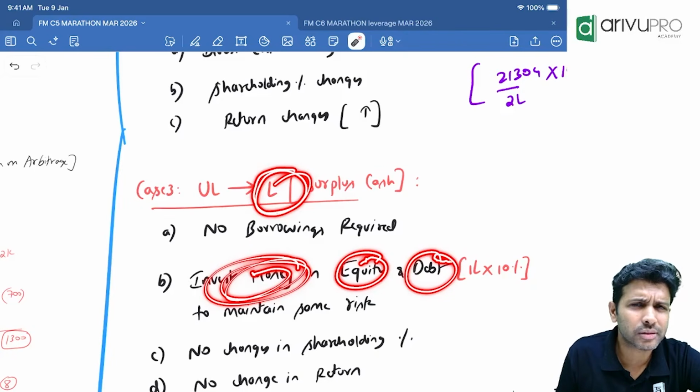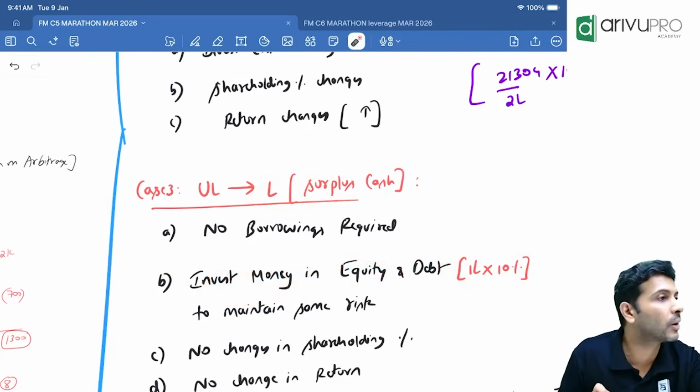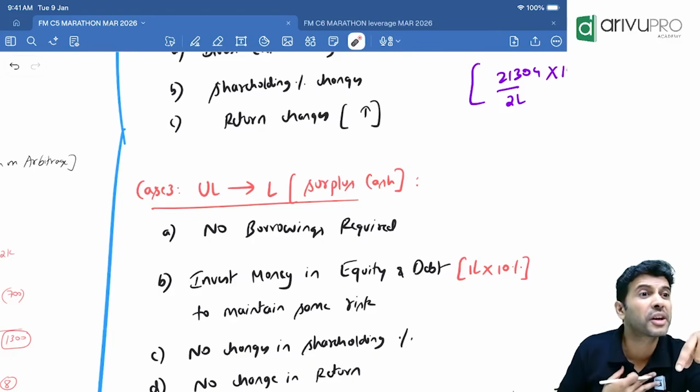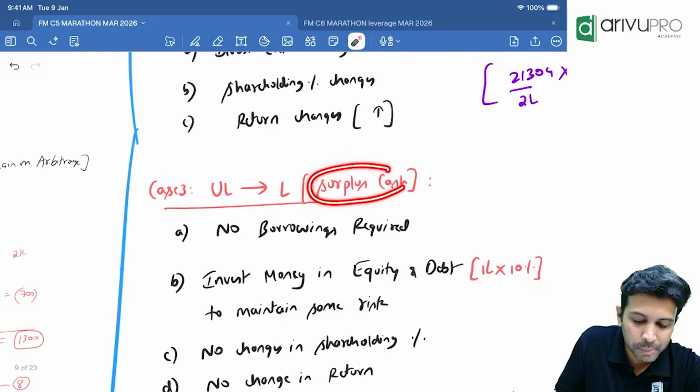How much debt? Very simple. What is your shareholding percentage? 10%. So invest in that shareholding percentage. Suppose levered firm has 1 lakh debt. You will buy the full 1 lakh or your share? Your shareholding percentage, 10% of 1 lakh. Got it?